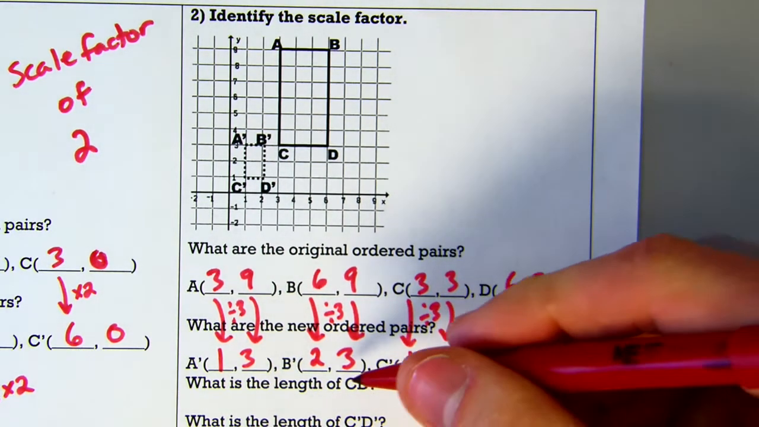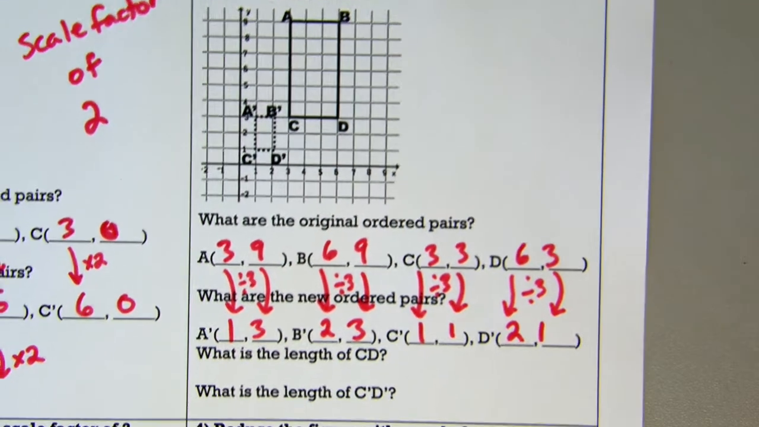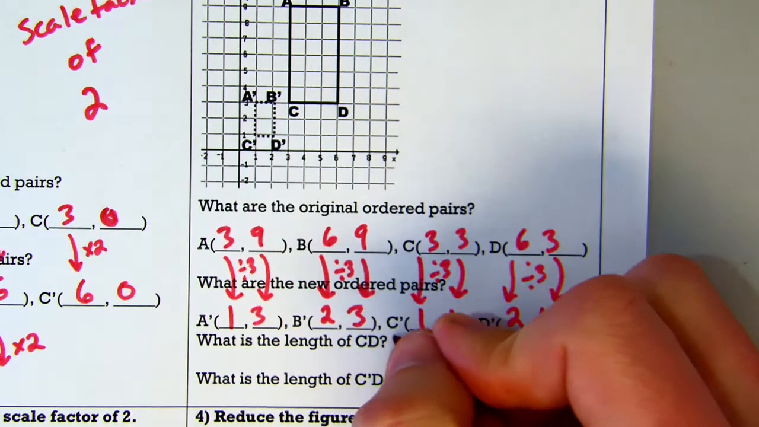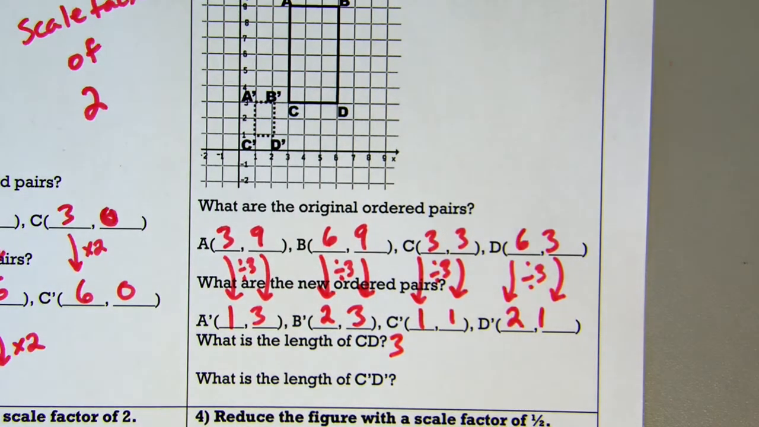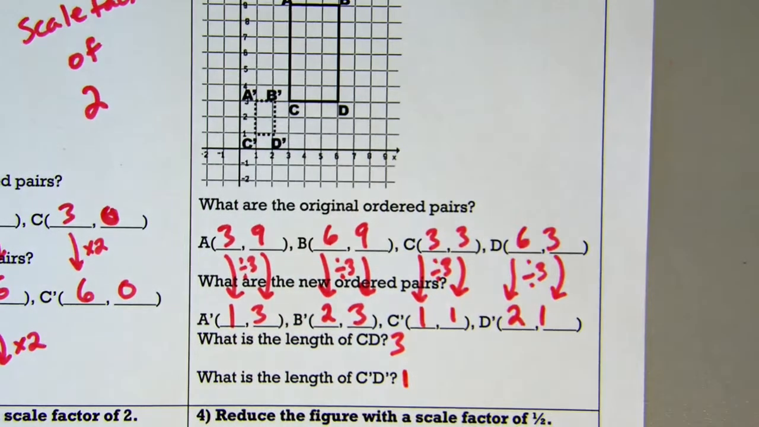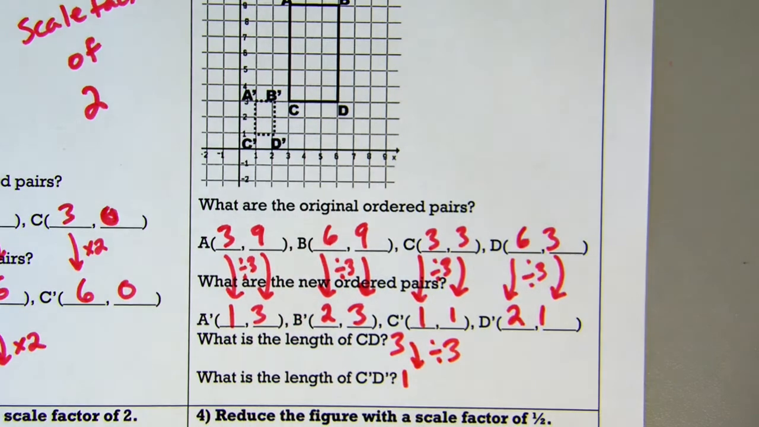All right. Now let's look at the lengths of our sides. CD is what we have. If we look at the length of CD, we have 1, 2, 3. And then we look at the length of C prime to D prime, we have a length of 1. Same idea, we divide by 3.